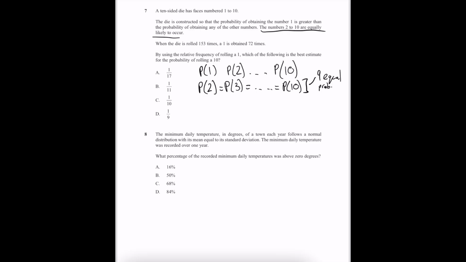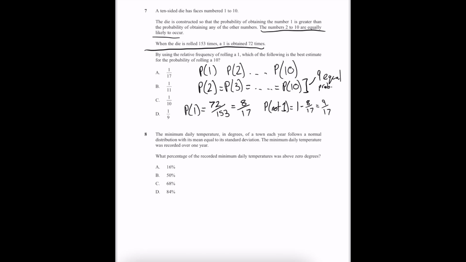Now the probability of 1 though, using the relative frequency, is going to use this data here. So it was obtained 72 times out of a total 153. And this simplifies to 8/17, which means that the probability of everything but 1, the probability of not getting a 1, is 1 minus 8/17, which is 9/17.